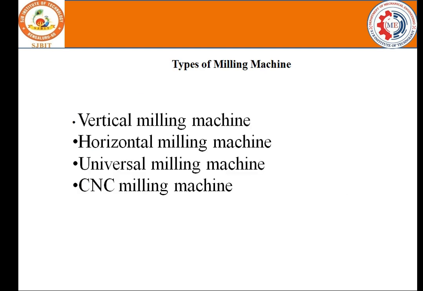So when we count different milling machines, there will be vertical milling machine, horizontal milling machine, universal milling machine, CNC milling machine. Like this, different types of milling machines are there.